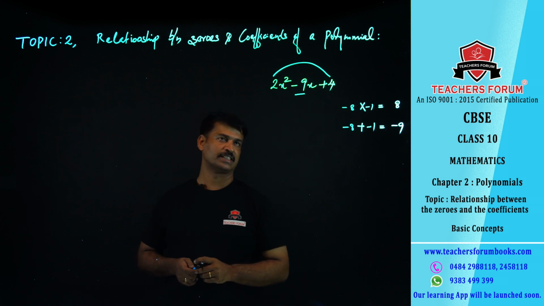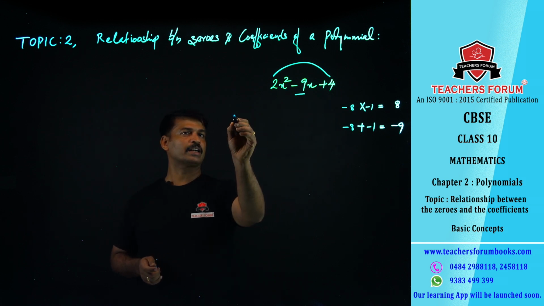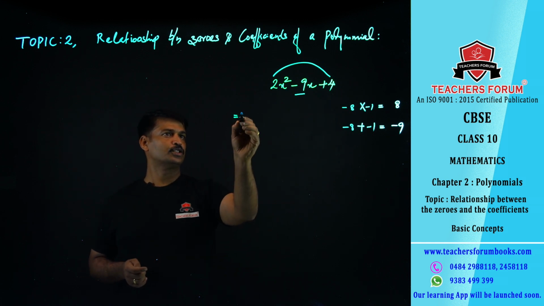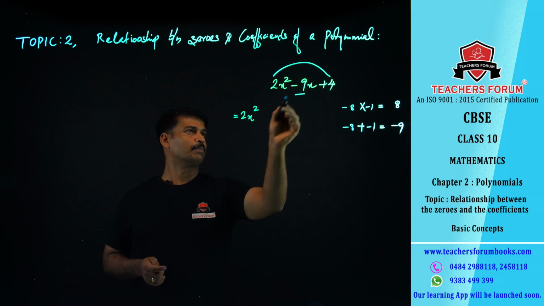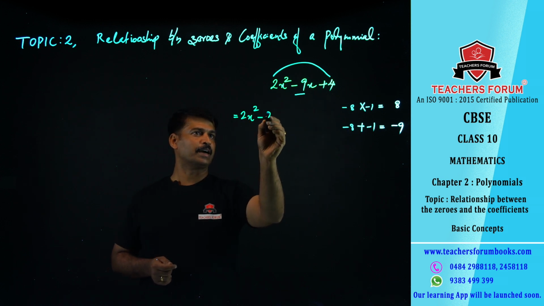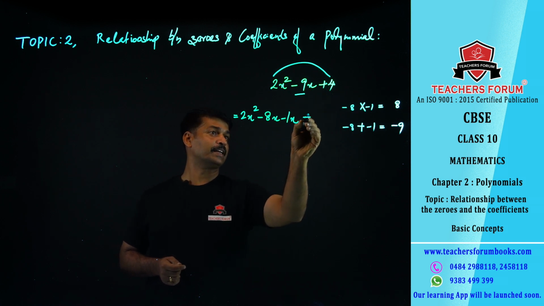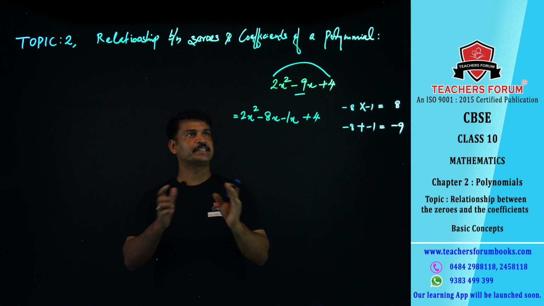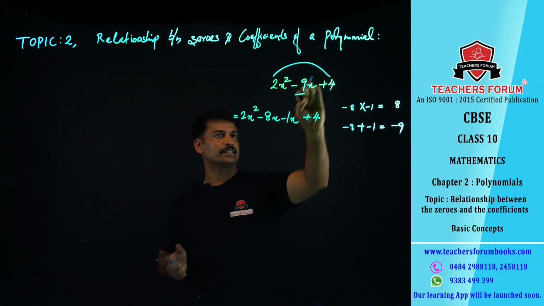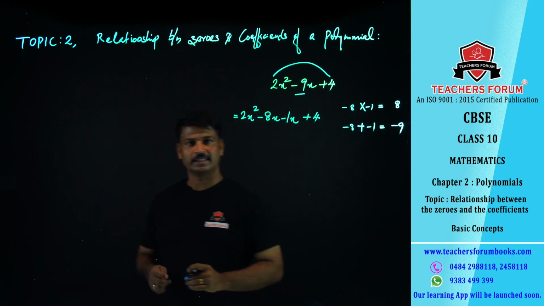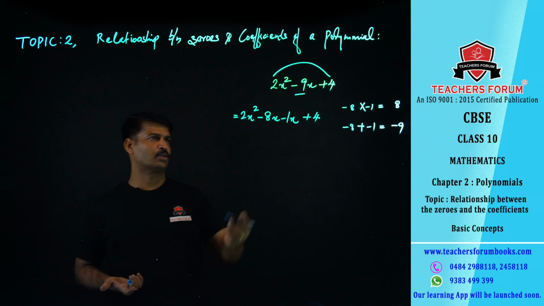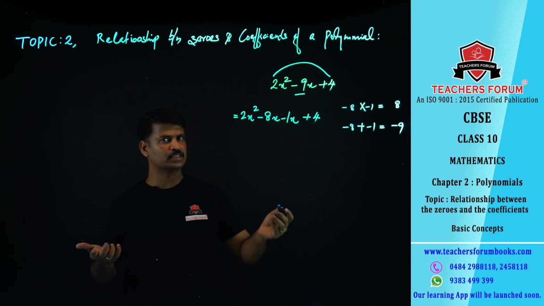What is minus 8 plus minus 1? That is minus 9. So the given quadratic polynomial 2x square minus 9x plus 4 can be written as 2x square minus 8x minus 1x plus 4. So we have just split the middle term. Minus 9x we could write as minus 8x minus 1x. Okay, that gives you minus 9x. I think it is clear to you.